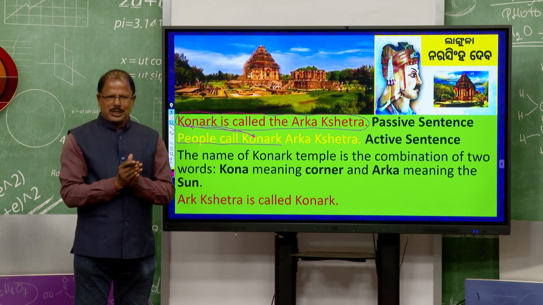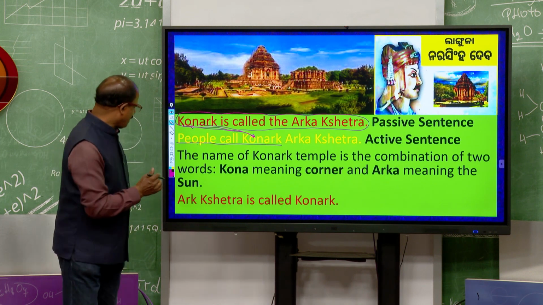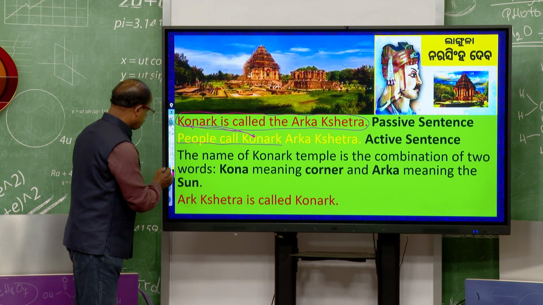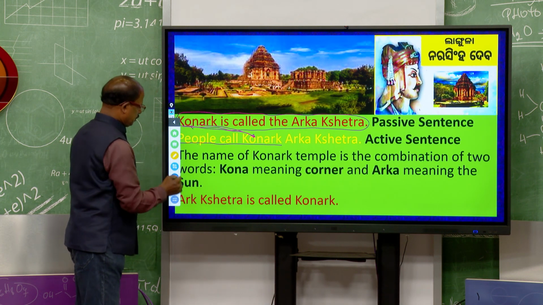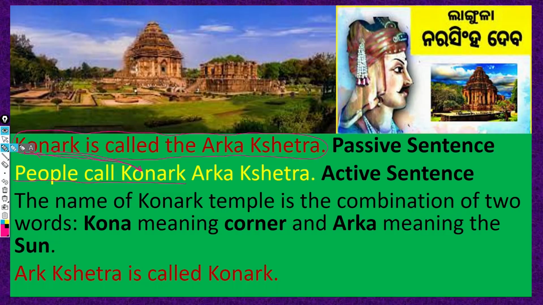You remember this and look at the last sentence. So, Arkakshetra is called Konark. Konark is called the Arkakshetra and Arkakshetra is also called Konark. This is also a passive sentence. So, this is our identification of what is passive.